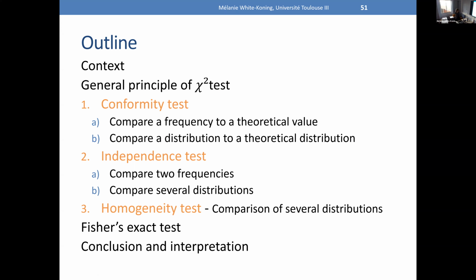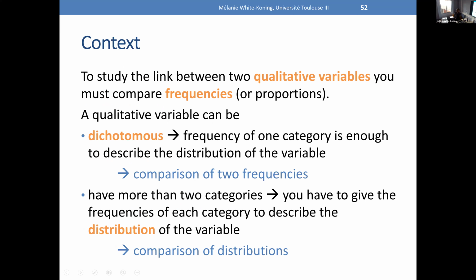So the general principle, when do we use a chi-squared test? We use it when we want to compare a frequency to a theoretical value, or a distribution to a theoretical distribution, or compare different distributions or different frequencies. So we're going to look at the main question, and we'll just maybe have a first look at it, and then we'll look into it in more detail next time. So to study the link between two qualitative variables, you must compare frequencies or proportions. So give me an example of a qualitative variable. We talked about it right at the beginning.